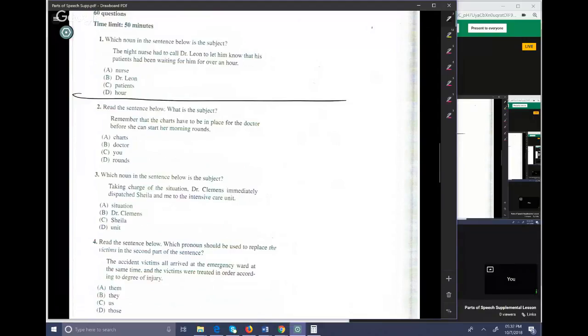Dr. Leon is tempting. You've got capital letters there. It looks like the ultimate noun. It looks like it's a subject. Dr. Leon is not the subject. He is an object in the sentence. The subject is the person who's taking the action. The action is calling, and that is the night nurse. So the subject of this sentence is that night nurse.